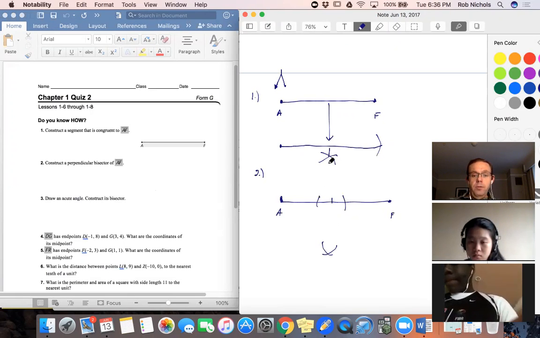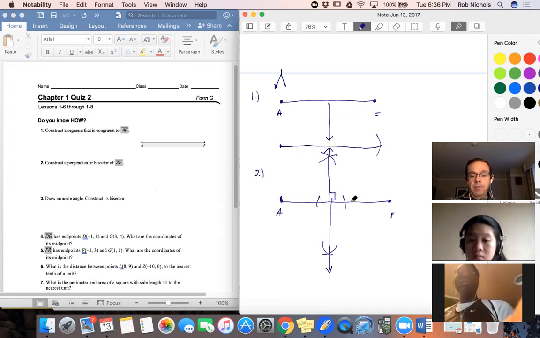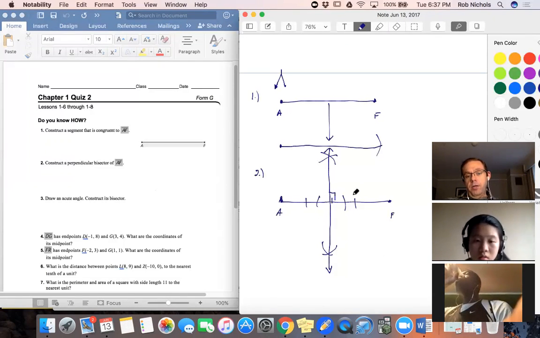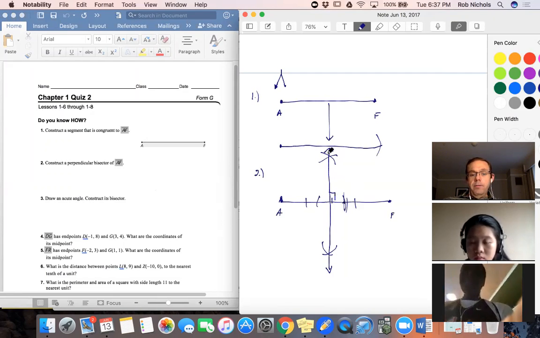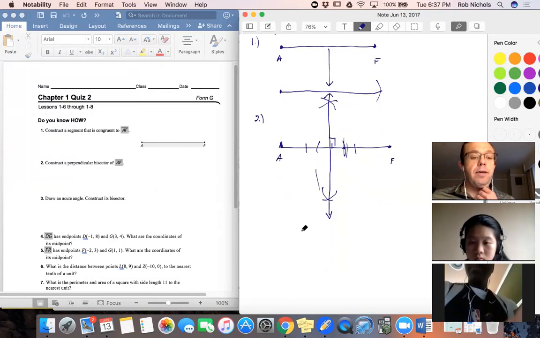And then what we do is we connect the intersections. And when we connect the intersections, this becomes my perpendicular bisector. So we use a protractor. We go more than halfway. We find these points, and then we draw intersection arcs, and we connect the dots. And that's how we would do this by hand. I'm going to show you how to do this on a computer in a second.